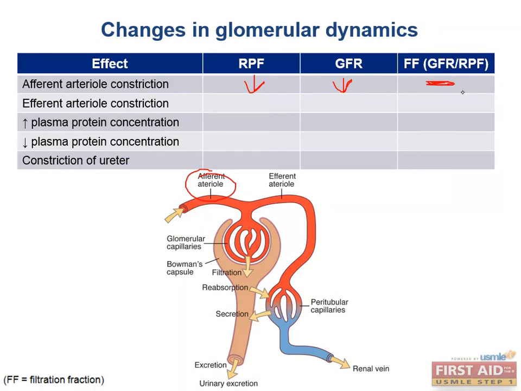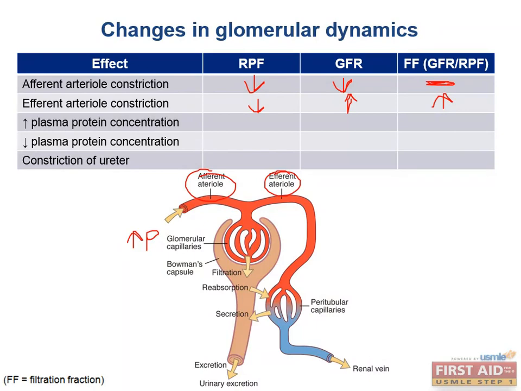How about constriction of the efferent arteriole? So here we know that RPF is going to go down, but GFR is going to go up because the pressure inside the glomerular capillaries is going to increase. And this will lead to an increase in filtration fraction.